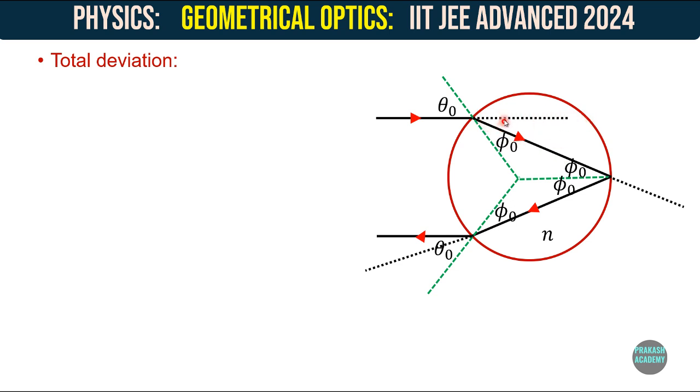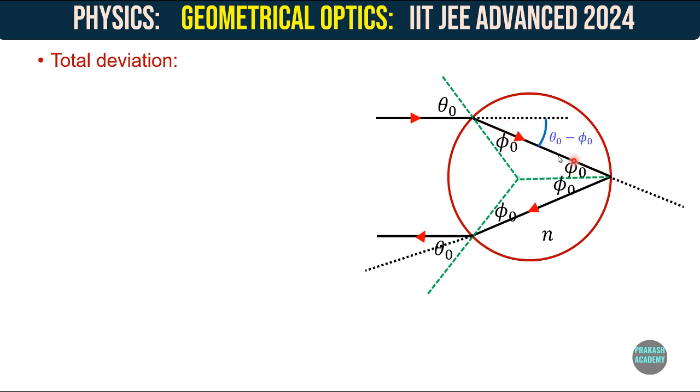This is the light ray, the original path, and this is the refracted path. So this is the angle of deviation. And as I said earlier also, this angle of deviation is theta naught minus phi naught, because this total is theta naught and this is phi naught. So this is theta naught minus phi naught.